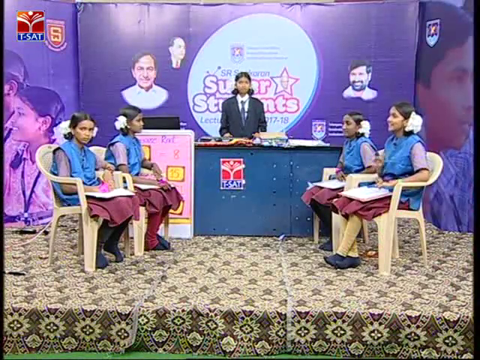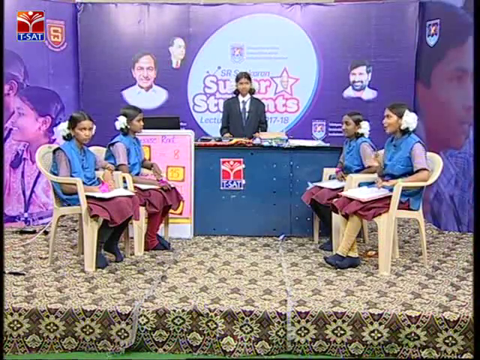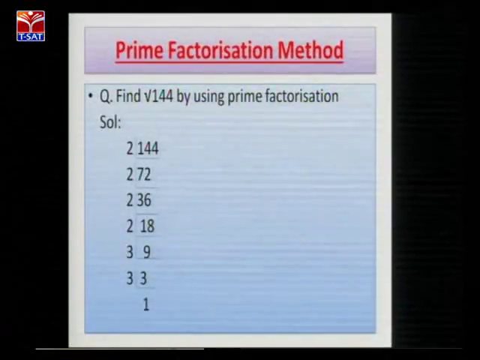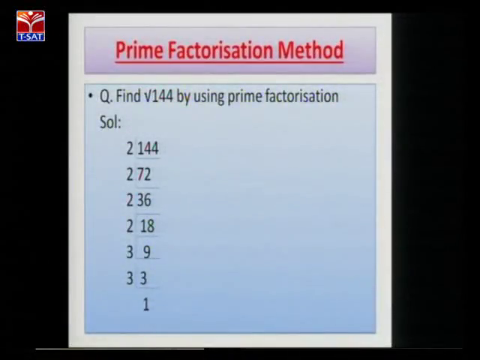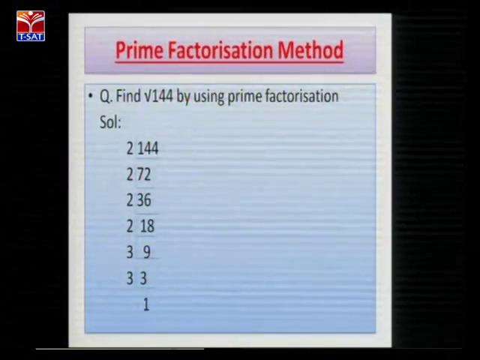Okay, the numbers which have only two factors, 1 and itself, are called prime numbers. For example, 2, 3, 5, 7, 11, 13, 17 and so on. Good friend, you explained very well. Friends, now we will discuss the prime factorization method. Observe on the slide friends. Now we find the square root of 144 by using the prime factorization method.